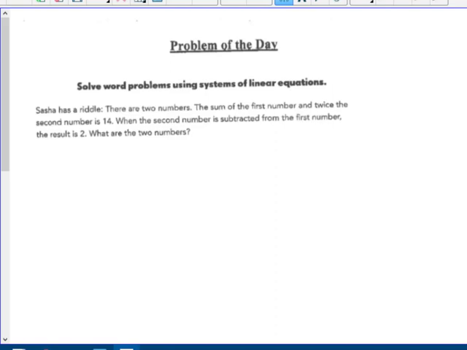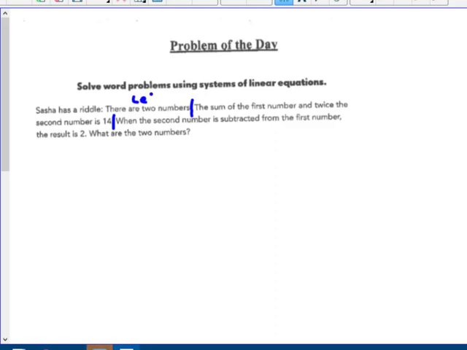There are two numbers. Sasha has this riddle. There are two numbers. Well, let x equal the first, let y equal the second. The sum of the first number and twice the second, twice y, x plus twice y, is 14. That's an equation. That's one of the equations.